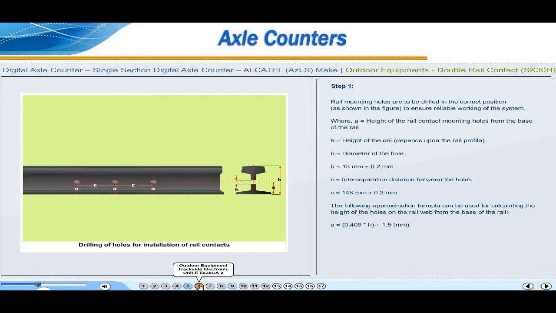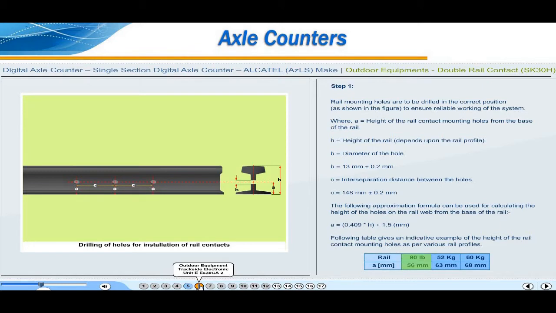A is equal to 0.409 into H plus 1.5 in millimeters. The following table gives an indicative example of the height of the rail contact mounting holes as per various rail profiles. For 90-pound rail profile, the height of the center of the holes from the bottom of the rail is 56 millimeters. For 52 kilogram rail, its value is 63 millimeters, and for 60 kilogram rail, its value is 68 millimeters.